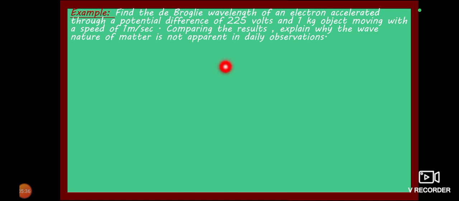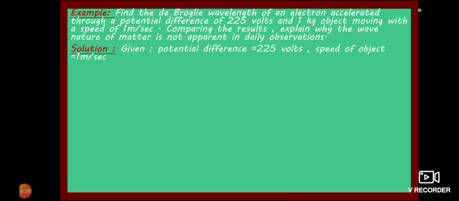Find the de Broglie wavelength of an electron accelerated through a potential difference of 225 volts and of a 1 kg object moving with a speed of 1 meter per second. Comparing the result, explain why the wave nature of matter is not apparent in daily observation. So students, here also we have to find the de Broglie wavelength, that is the value of lambda, but for an electron. So here at first we will write all given things.